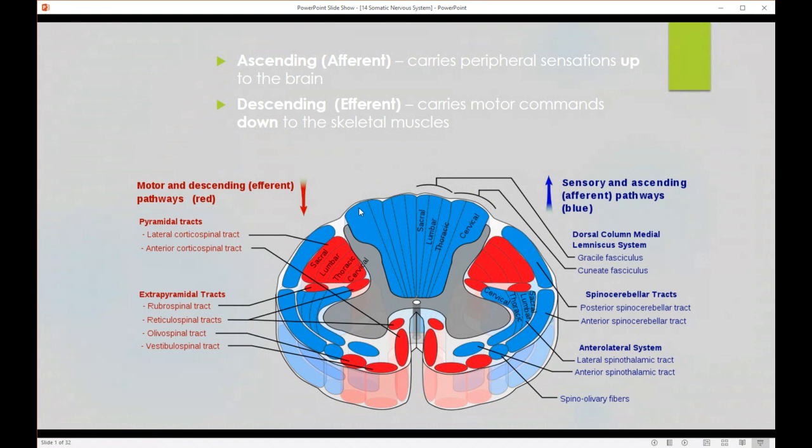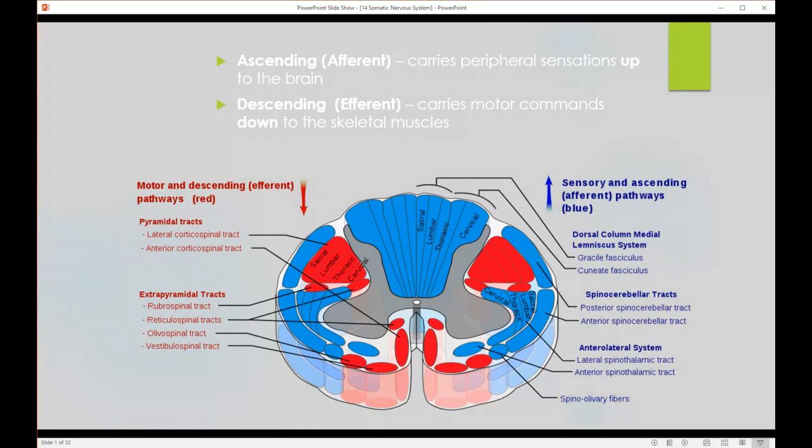And then we have our descending. Our descending are also called our efferent pathways, and they're going to carry the motor commands down to the skeletal muscles. So that's that exiting signal from our brain down to the rest of our body to tell it what to do. These pathways we find within the white matter.